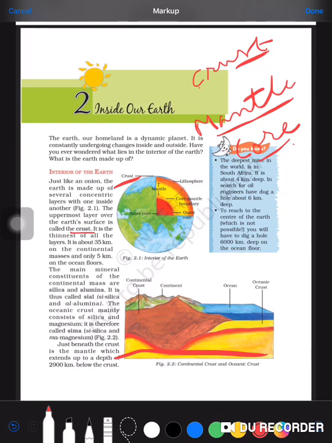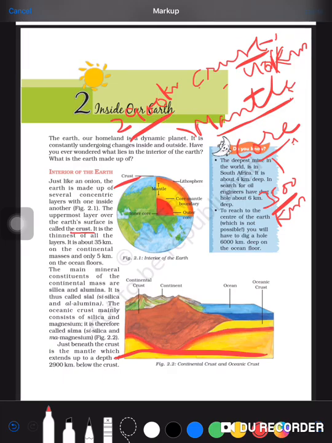Then its thickness is near about 40 kilometer. Mantle extends up to a depth of 2900 kilometer, and core radius is 3500 kilometer. Again, two points I have discussed. Crust is the outermost layer, mantle is the middle layer, and core is the innermost layer. Crust extends up to 40 kilometer, mantle up to 2900 kilometer, and core has a radius of about 3500 kilometer. So that was the first answer.